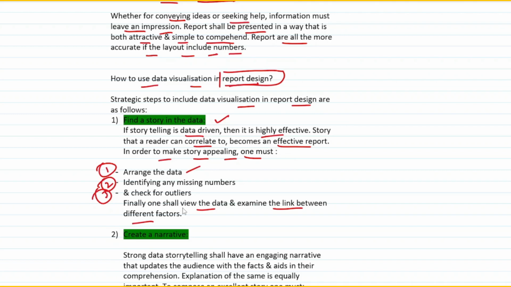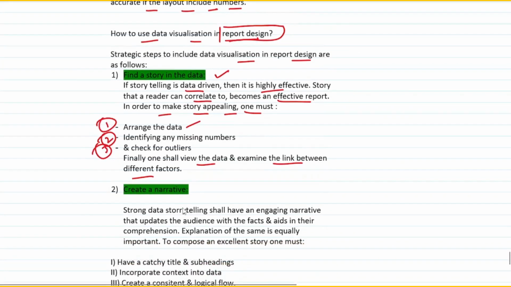How can you make a story more appealing? First of all, by arranging the data. Secondly, by identifying any missing numbers and checking for the outliers. Finally, one should view the data and examine the link between the different factors, right?